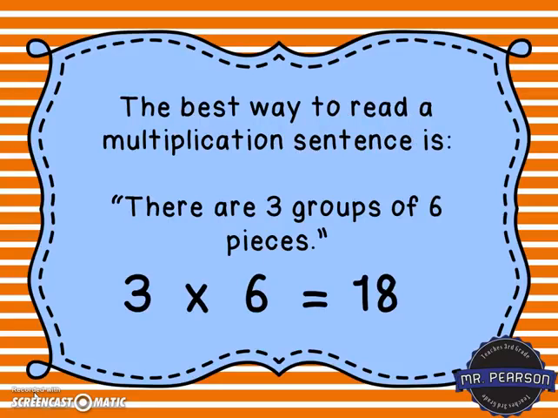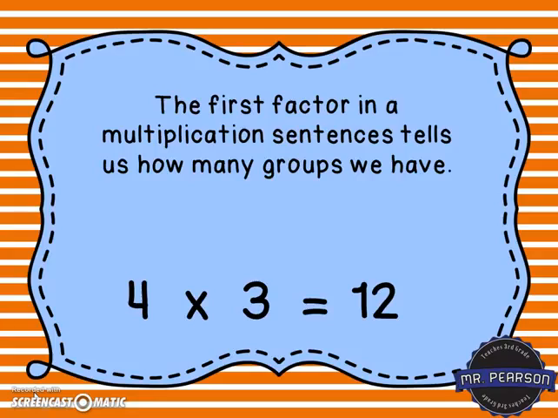And the best way to read a multiplication sentence is to read it like this. There are 3 groups of 6 pieces, so we have 18 altogether. The first factor tells us how many groups we have. The second factor tells us how many pieces are in each group, and then the product tells us how many pieces we have altogether.